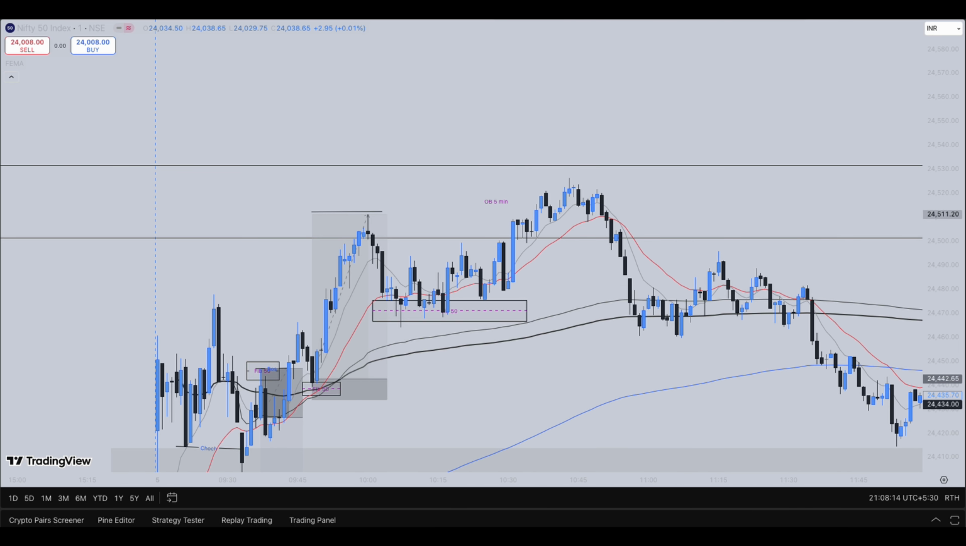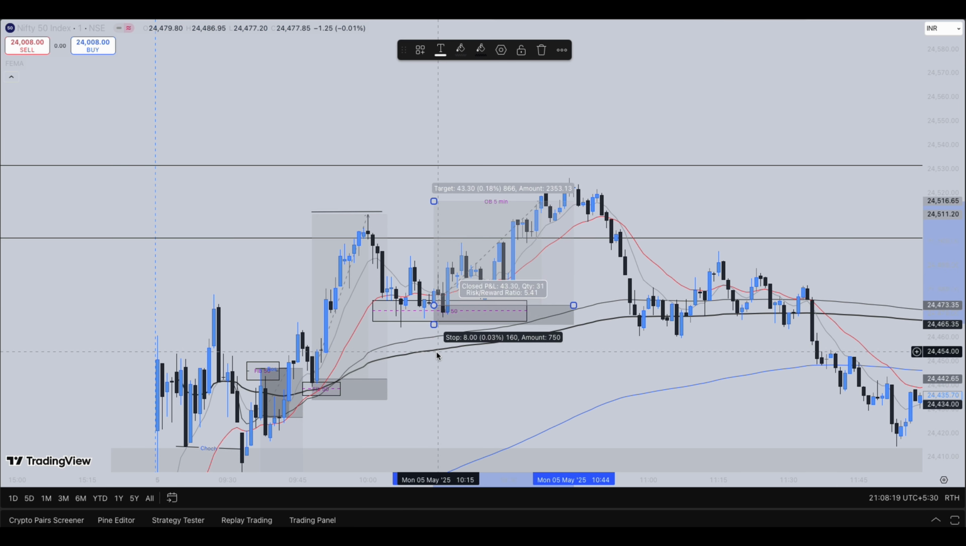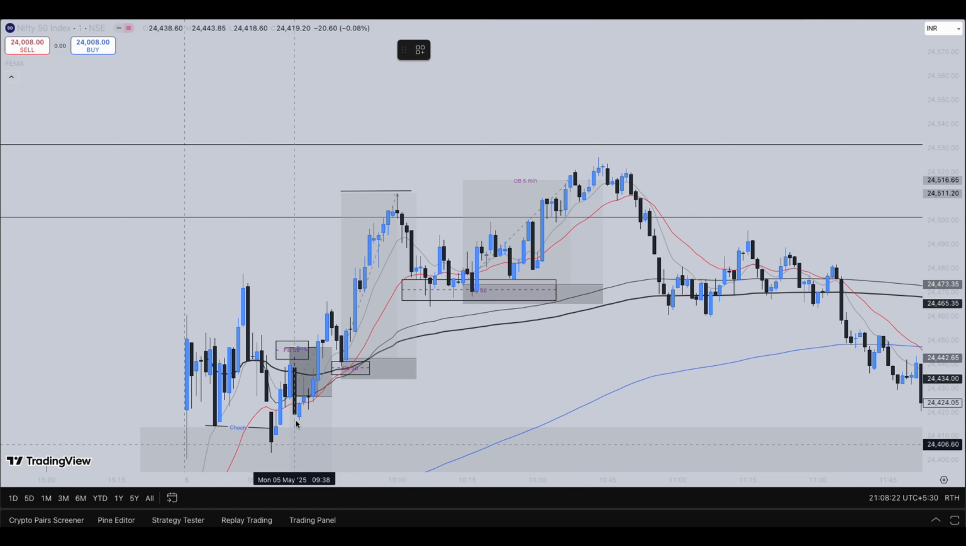So either you could have taken your trade here, guys, seeing this kind of support from the 50 levels over here, keeping your stop loss just below this candle itself. As you can see, the fair value gap over here has been mitigated, guys. This fair value gap has been mitigated.